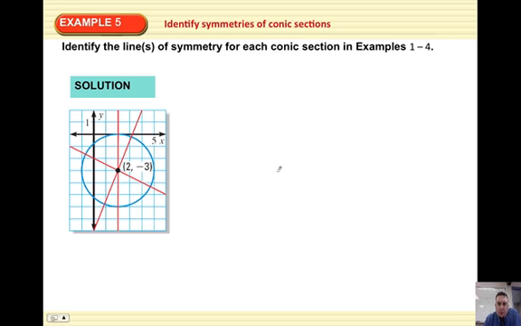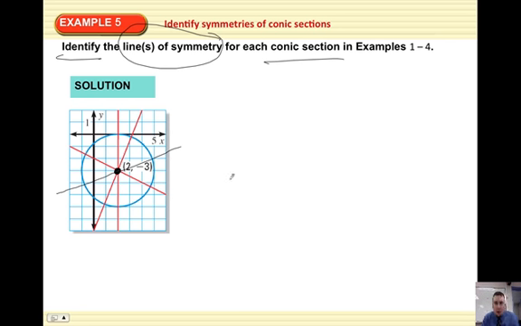Example number 5. What we're going to do is identify the lines of symmetry. Kind of like what cuts it in half, what maps it onto itself, for each conic section. So for a circle here, if you have a circle with any center, where's the line of symmetry? Well, here, here, here. I could draw another one here, right? That would cut it in half and it would map it onto itself if I folded it on that line.